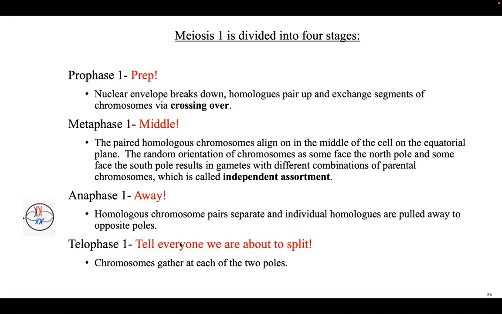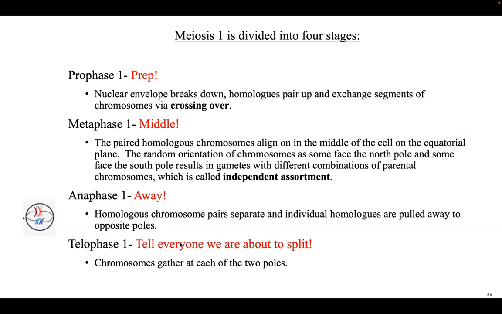Meiosis 1 is divided into 4 stages. We've got prophase 1, which again, we are preparing for division. This is the beginning. Our nuclear envelope is breaking down. Our homologs are pairing up and exchanging segments of chromosomes through crossing over.